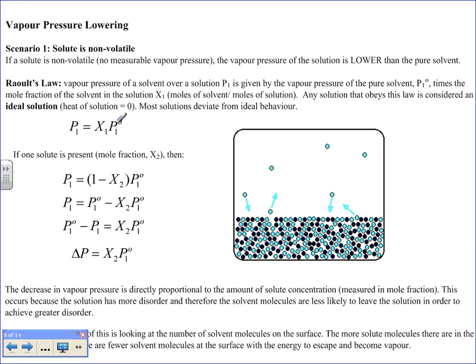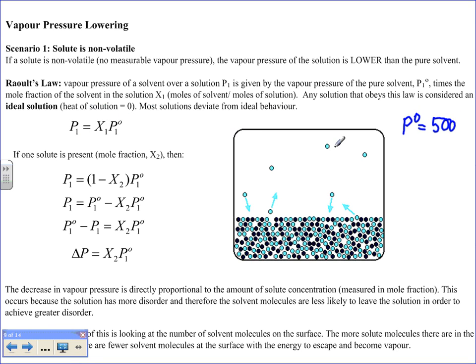Now let's look at an example here. Say I had a substance that had a vapor pressure of 500 millimeters of mercury. So for the pure solvent, if I studied its vapor pressure, I would determine it to be 500.